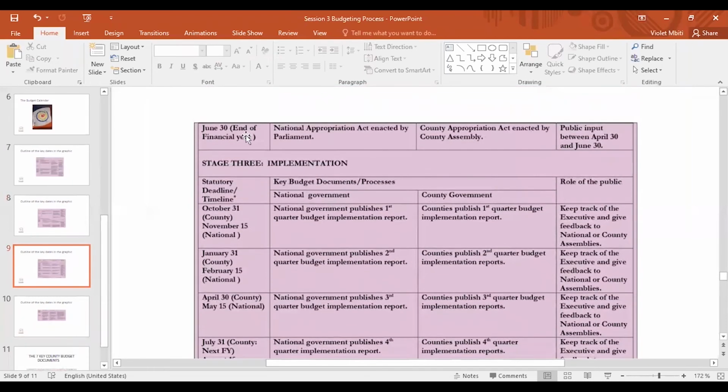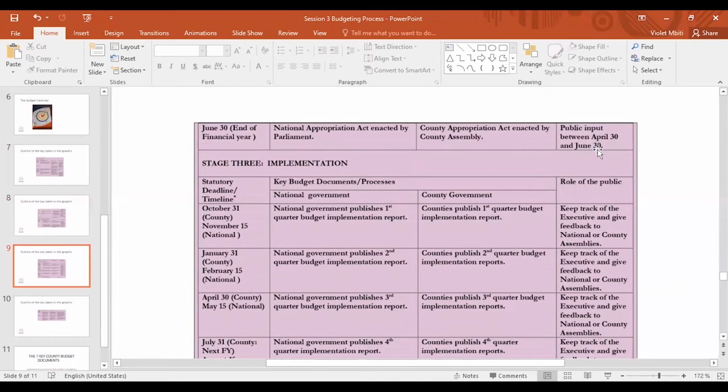And then June 30th, that is the end of the financial year, the National Appropriation Act is enacted by Parliament. Now when they pass, whatever allocations have been said, that is final. It becomes now an act. And the County Appropriation Act is enacted by the County Assembly. So public input between April 30th and June 30th.